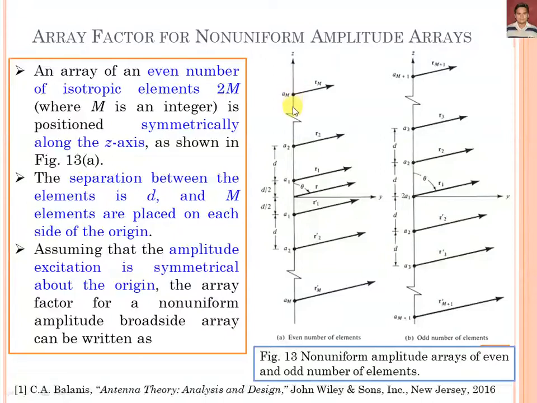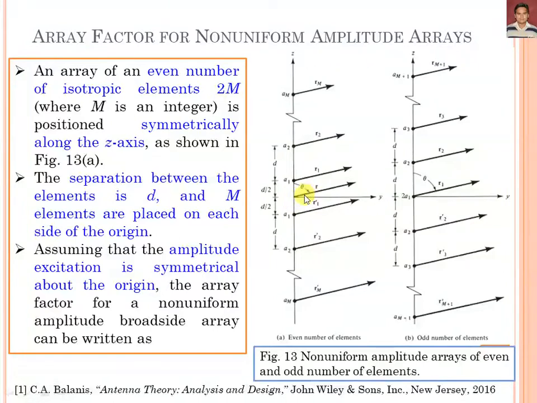M elements are placed on each side of the origin, assuming the amplitude excitation is symmetrical about the origin. So the array factor for the broadside array can be calculated. These are the observation points, as you can see, this is the distance r from the origin, and this is the angle theta. And again we are taking some amplitude variation and phase variation assumptions.